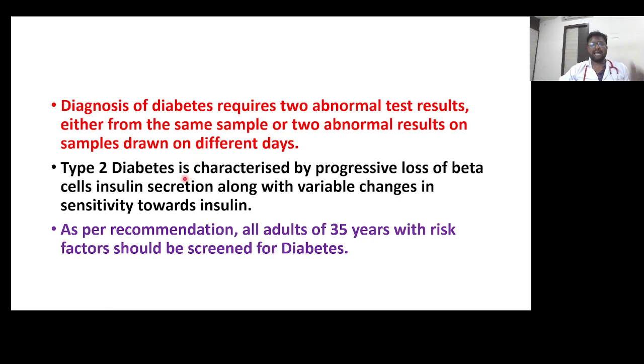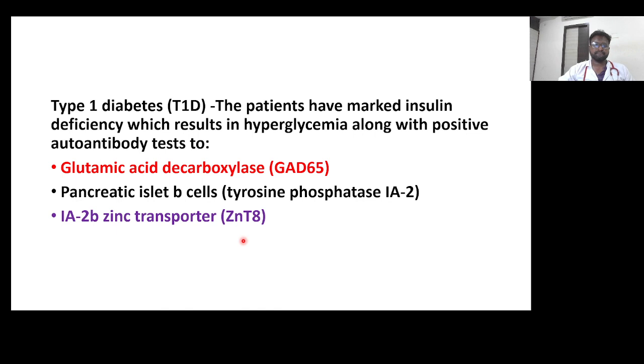Type 2 diabetes is characterized by progressive loss of beta cell insulin secretion along with variable changes in the sensitivity towards insulin. As per recommendation, all adults of 35 years with risk factors should be screened for diabetes.